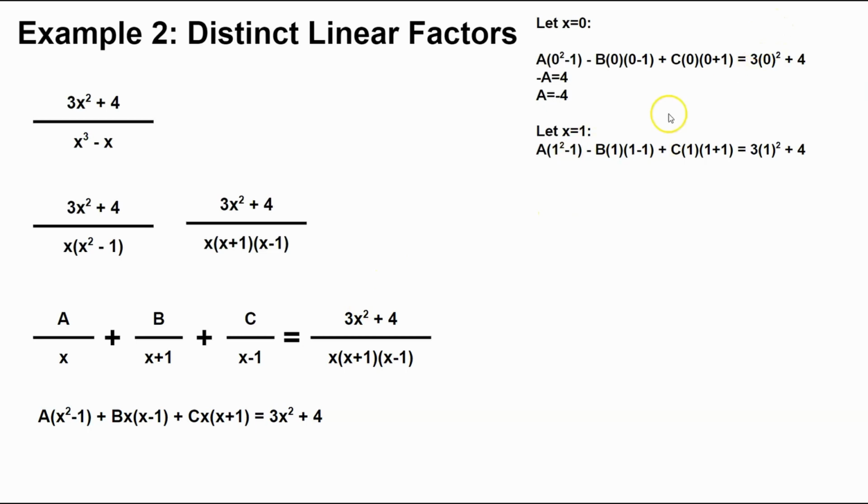If we let x equal 1, 1 squared minus 1 is equal to 0, so that term gets eliminated. And right here, 1 minus 1 is also equal to 0, so that term gets eliminated. So we're left with c. So we're left with 2c is equal to 7. We divide by 2 on both sides to get c is equal to 7/2.